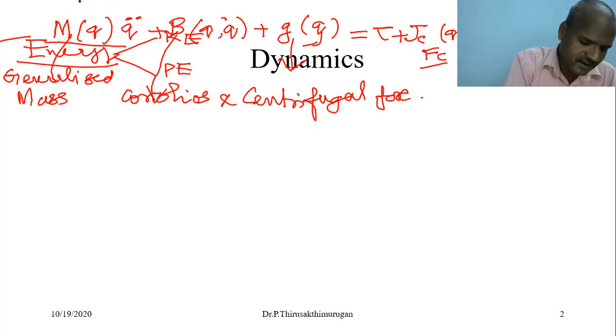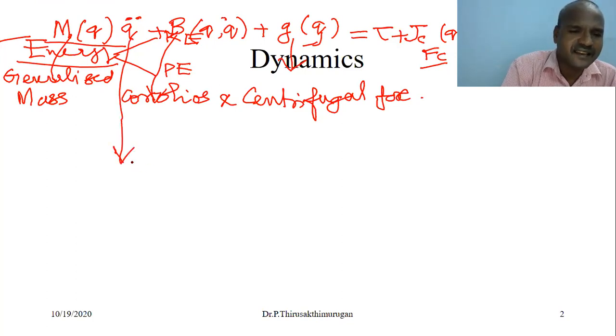So these are all the equations. In M of q, q double dot, the q double dot is nothing but acceleration. The q dot is nothing but velocity.